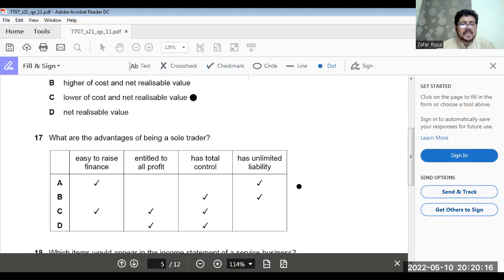Okay. What are the advantages of being a sole trader? Has unlimited liability? Yes. Total control? Yes. Entitled to all profit? Yes. Easy to raise finance? No. Unlimited liability is a disadvantage, so we are not going to consider this. Now, easy to raise finance? No. This is not possible. So entitled to all profit and has total control means option D should be the answer. Getting my point clear? D option is the answer.